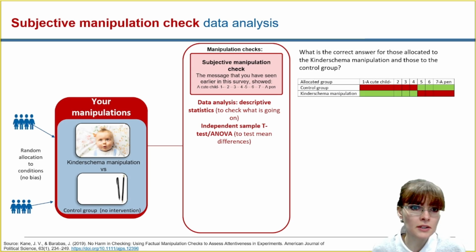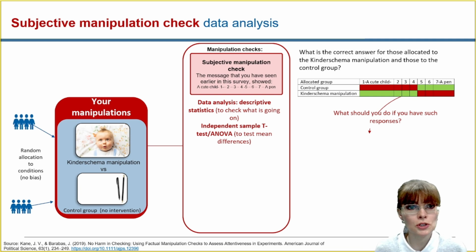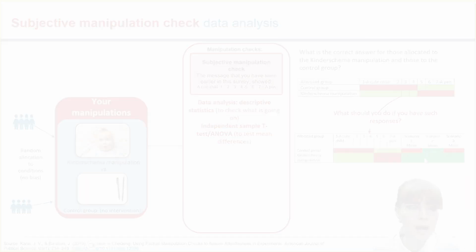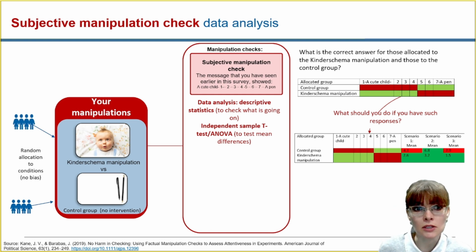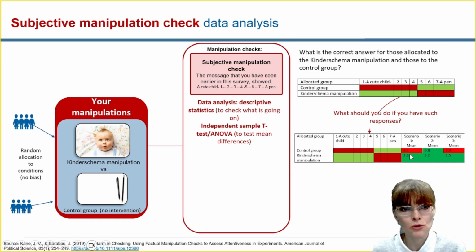In theory, this is easier said than done, because what should you do if you have response patterns like this? Let's say your control group has a mean of 4.1 and your kinder scheme manipulation has a mean of 2.6. All of them are statistically significant and different from each other. Would you then deem 4.1 as an acceptable answer? They are indeed statistically different, but does it meet your researcher requirements? What would you do in a situation where 6.8 is the mean for the control group and 3.2 is the mean for the other group? I would say this is sort of okay.